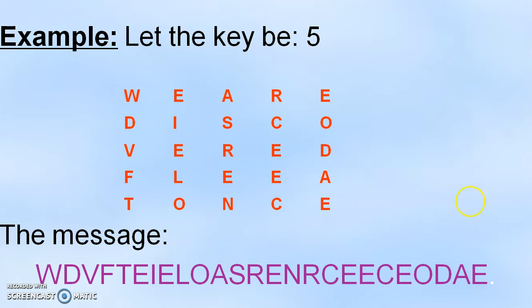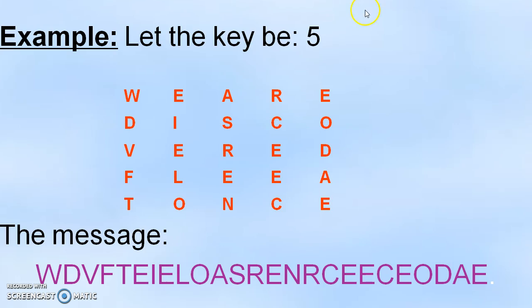So here, again, your plain text is "We are discovered, flee at once." In this example, your key size is equal to 5. That means the number of characters or letters in each row should be 5. So each row should contain a maximum of 5 letters according to our key.